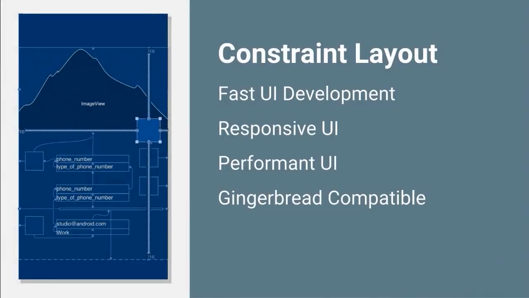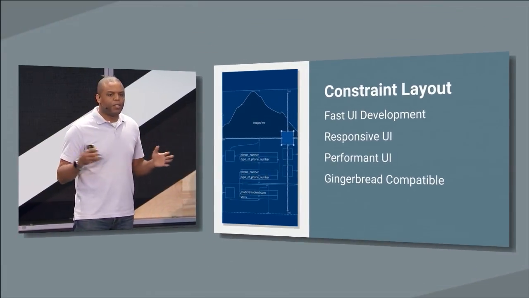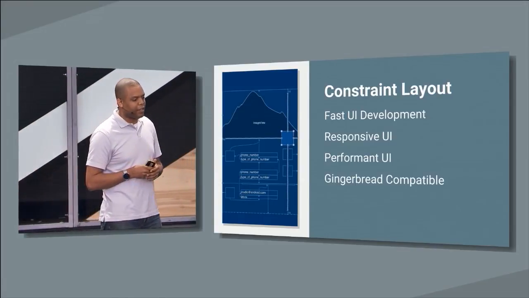So let's talk about why you might want to use the constraint layout. Number one, it's fast UI development. As you saw in the demo, we can add widgets pretty quickly and connect all the different constraints. What is also very important is that this helps you have more responsive design. Instead of thinking about how your screen fits on a Nexus 4 or a tablet or a Nexus 6 device, we can now create constraints that allow your content to respond based on the screen size.